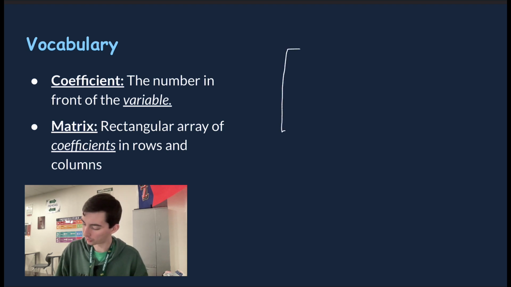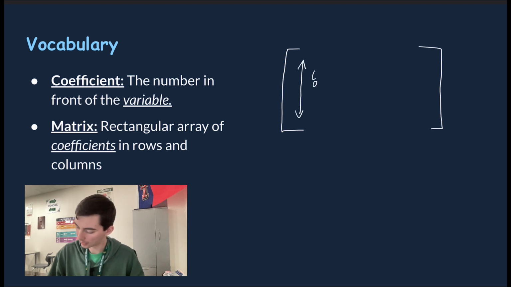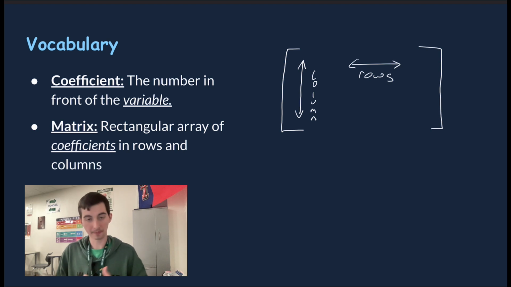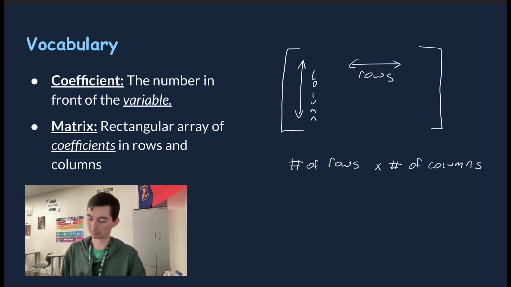So for a matrix, we're going to draw these squared brackets here, like we did for a domain and range. And they're going to be in rows and columns. Columns will go up and down like this. This is a column. And rows go like this. When we write what kind of matrix we have, we say it's the number of rows by the number of columns. And that's how we're going to define our matrices.